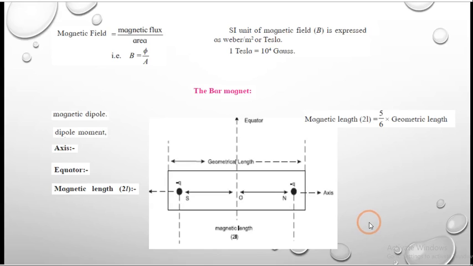Equator. A line passing through the center of a magnet and perpendicular to its axis is called the magnetic equator. The plane containing all equators is the equatorial plane. The locus of points on the equatorial plane which are equidistant from the center of the magnet is the equatorial circle. Such a circle with any diameter is an equator.